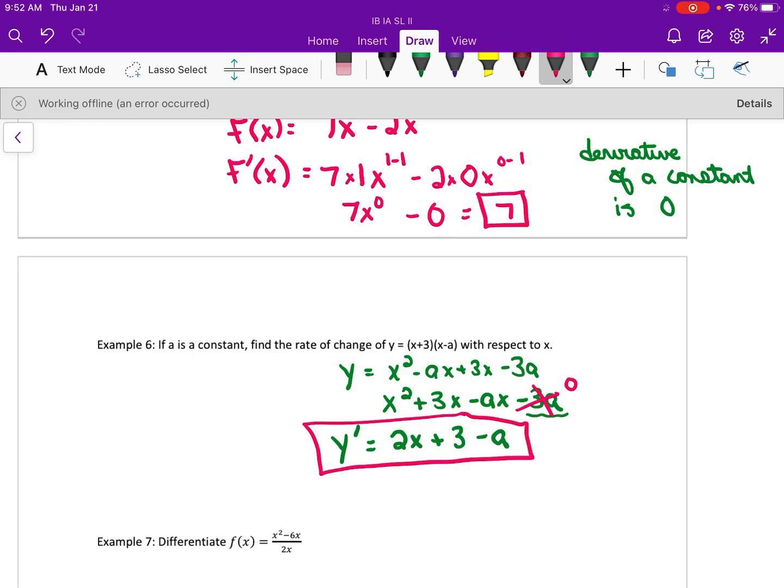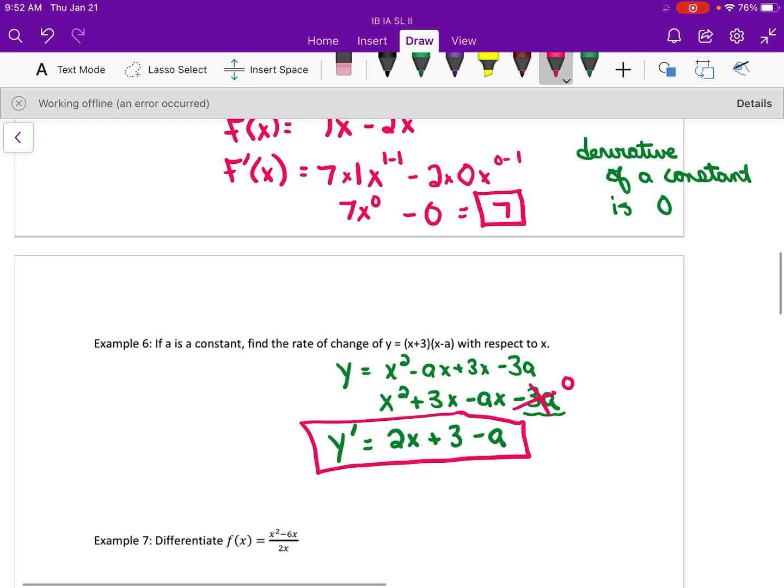Okay, with respect to x, so again, these are to the first power. So you're just bringing a 1 to the front, and then those go to the 0 power. So basically, any power that you have is just decreasing by 1. So if I have 3x, the derivative of 3x is just 3. If I have negative ax, the derivative of that is just negative a.